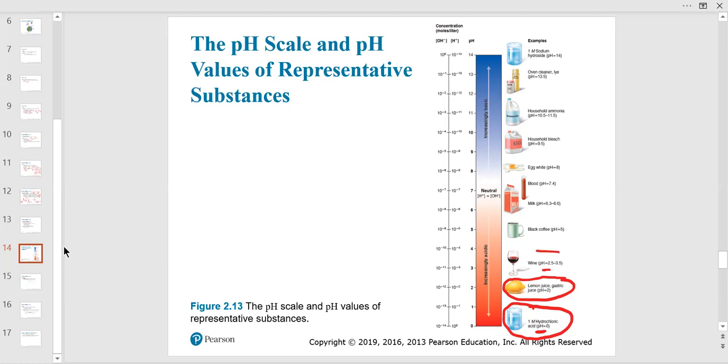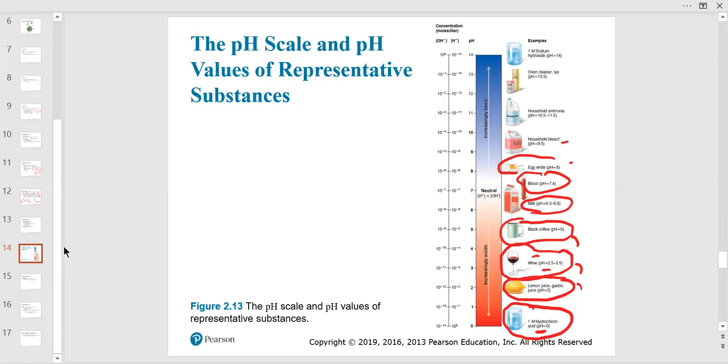This is like grape wine, I guess. Red grapes, up to 3.5. You can't buy that at Chipotle. That's too bad. Black coffee, without milk. I guess the pH is lower without the milk, 5. So these are big jumps, actually, going up towards neutral. So your blood is 7.4 and milk is slightly acidic, right? Slightly acidic. The pH of the albumin, the protein in the egg white, is slightly basic.